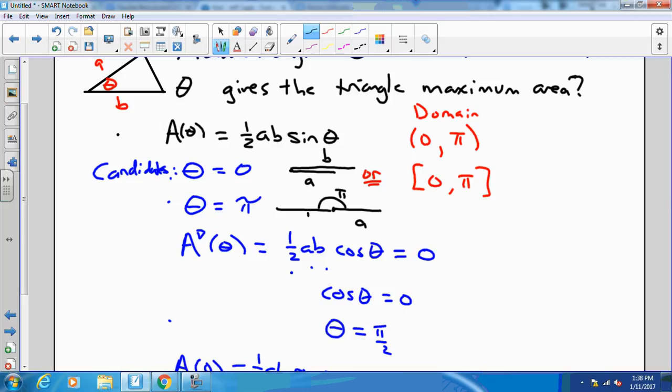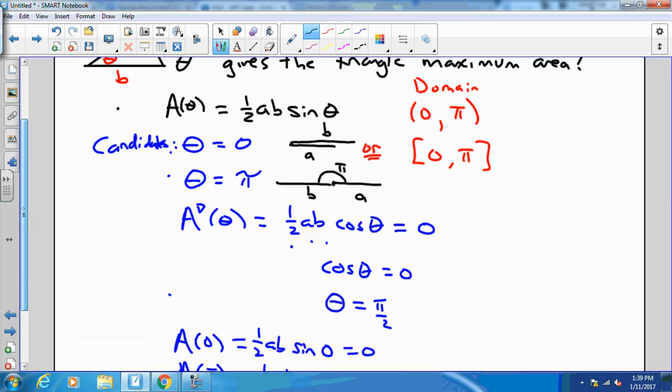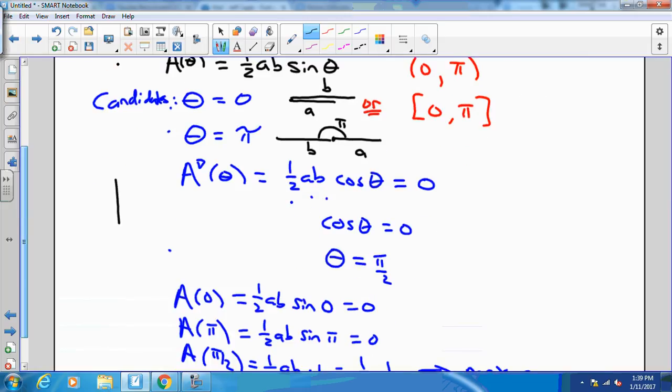Meanwhile, if I have an angle of pi, then I once again have a degenerate triangle, really a line segment, which has 0 area. And as my angle increases from 0 to pi, then my area will change. And right at pi over 2, where I have a right triangle, then the area is exactly 1/2 base times height, or 1/2 AB, and that is the largest possible area that I can have.